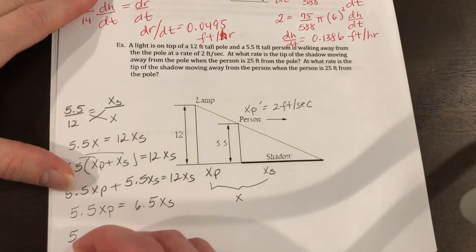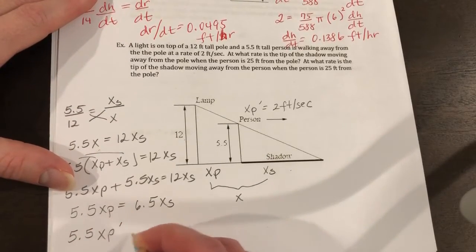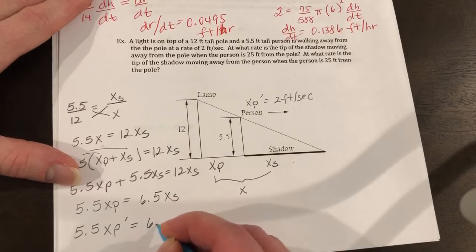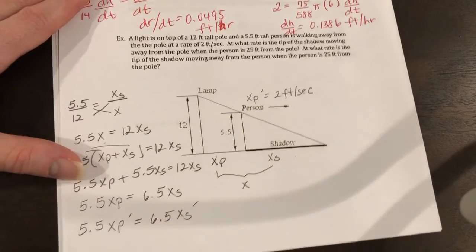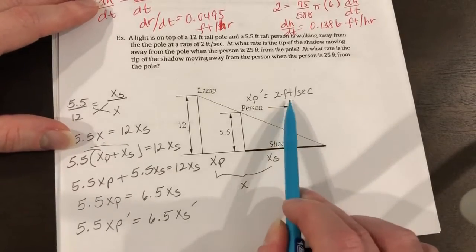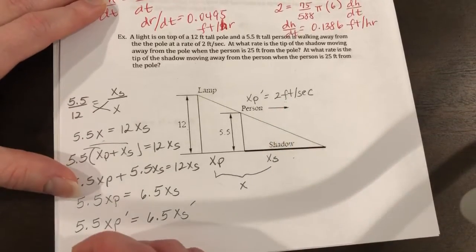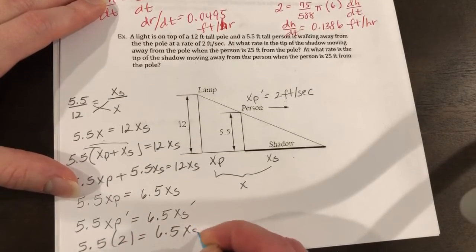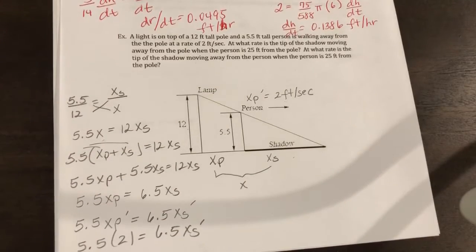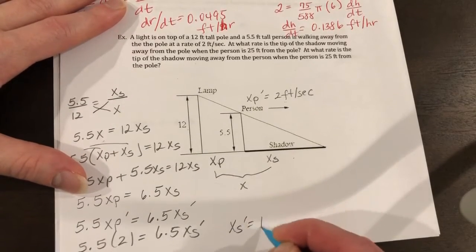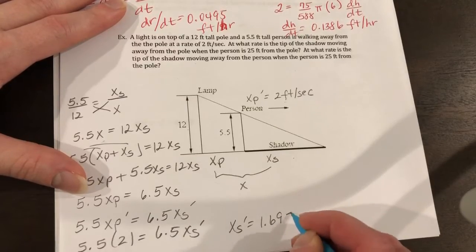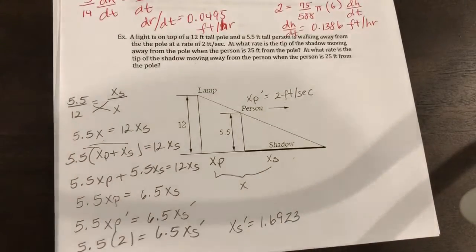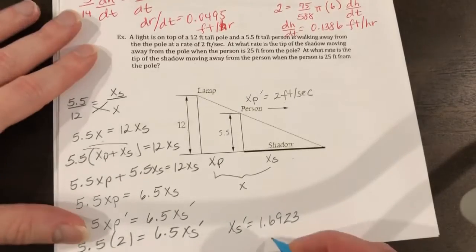Okay, so we get 5.5 XP' is equal to 6.5 XS'. Now, we're going to plug in the 2 for XP'. We're going to solve for XS', how fast the shadow's moving. So I get XS' is equal to 1.6923, and that should be feet per second.